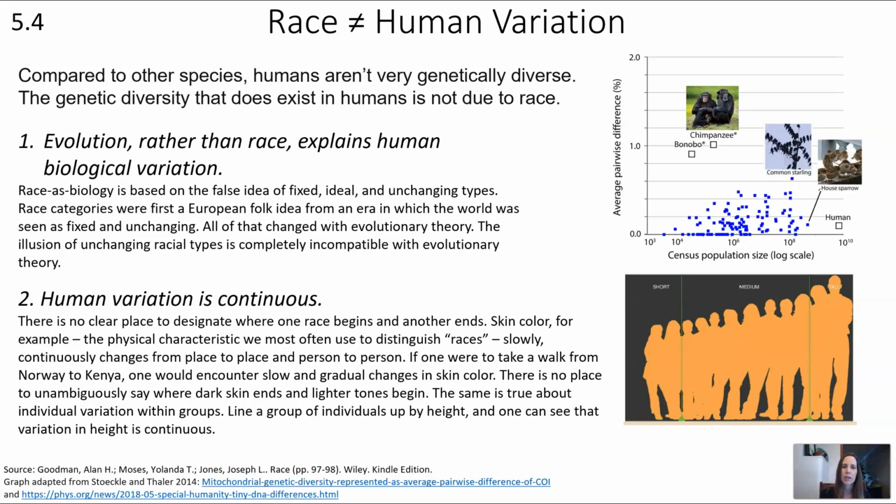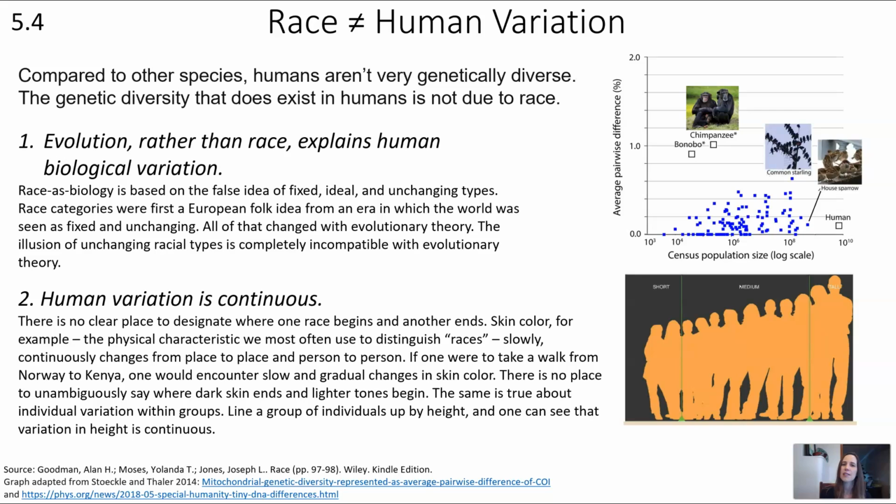So evolution rather than race is what explains human biological variation. Race as biology is based on the false idea of fixed, ideal, and unchanging types. Race categories were first a European folk idea from an era in which the world was seen as fixed and unchanging. All of that changed with evolutionary theory. Once we understood evolution, we have the tools to better explain human variation. We do not need to use outdated methods of understanding human variation. The illusion of unchanging racial types is completely incompatible with evolutionary theory.